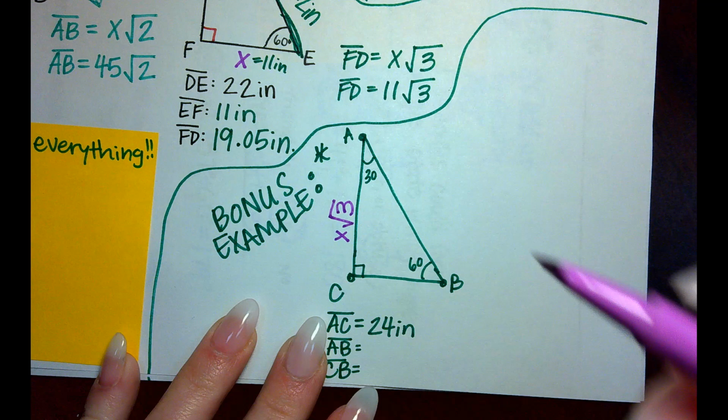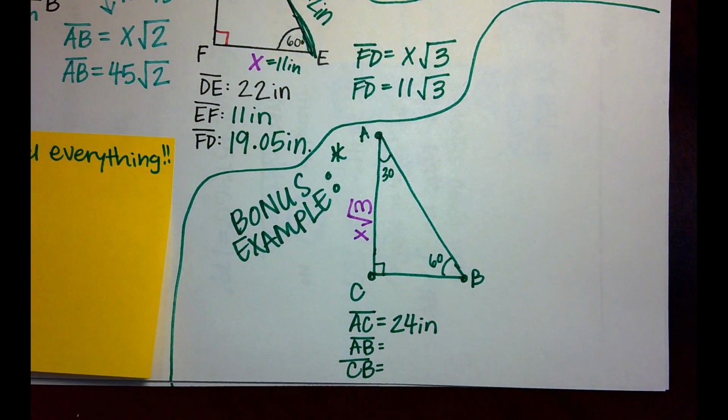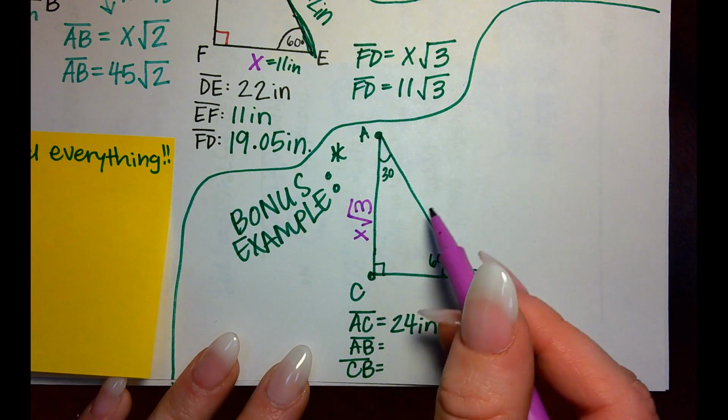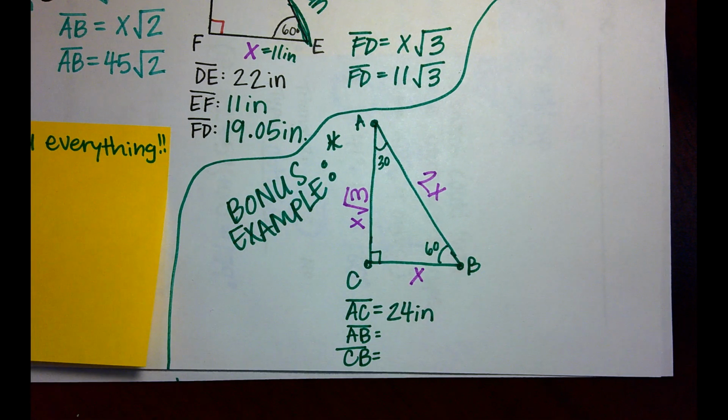This is x radical 3. And then the other corner of the right angle would be 2x. Okay, bottom would be regular x. 2x and x. All right.